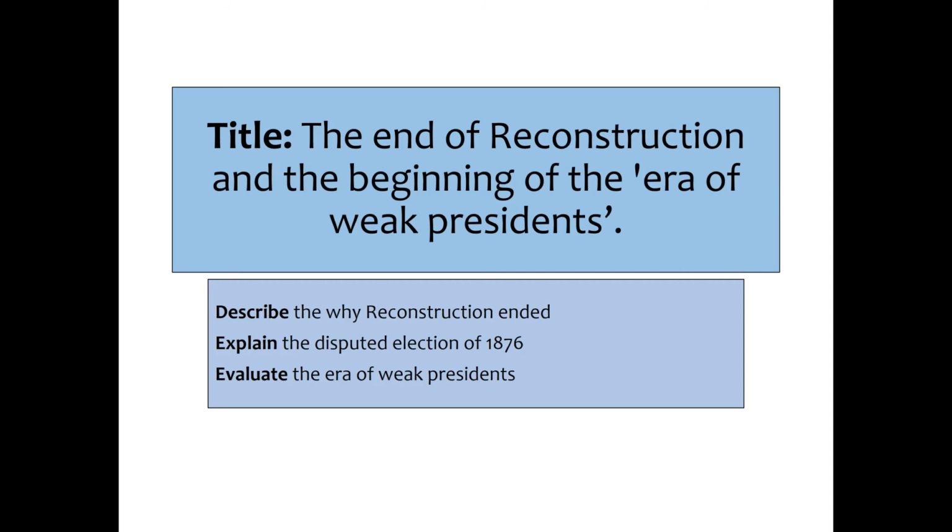So today we're going to look at the end of Reconstruction. We're going to put the final nail in its coffin. We're going to look at the election of 1876 and the Compromise of 1877, and we're going to look at the era of weak presidency starting with Rutherford Hayes.